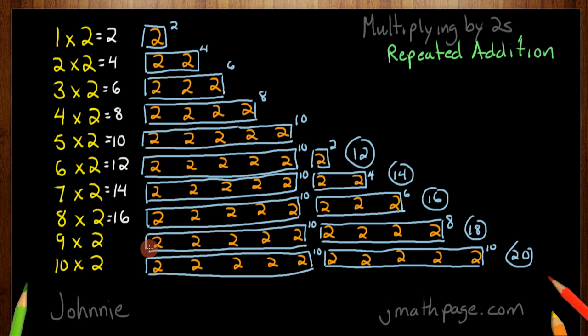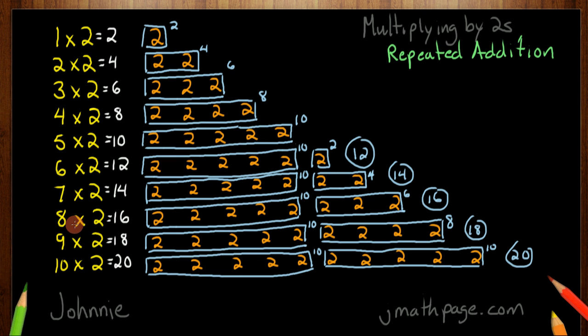9 times 2, start with our 5 2's, which makes 10, 4 more 2's, which makes 8, 10 and 8 make 18 for us. And the last one, 10 times 2. 5 2's makes 10, 5 more 2's makes 10, and that gives us 20. Okay. Now, let's keep that in mind when we're looking at numbers like this. 10 2's is the same as 5 times 2 plus 5 times 2. Think about 9 times 2 as 5 times 2 plus 4 times 2.